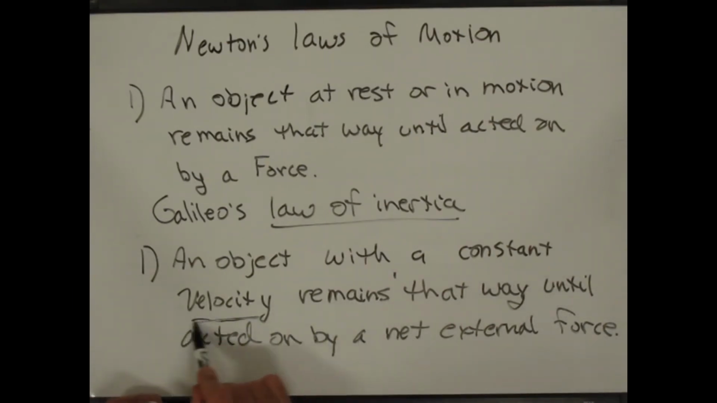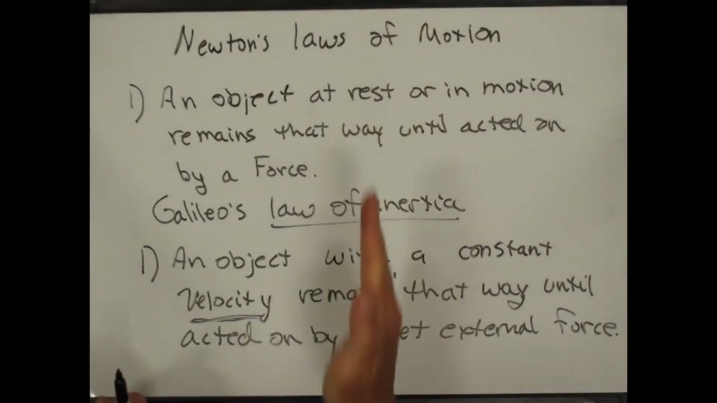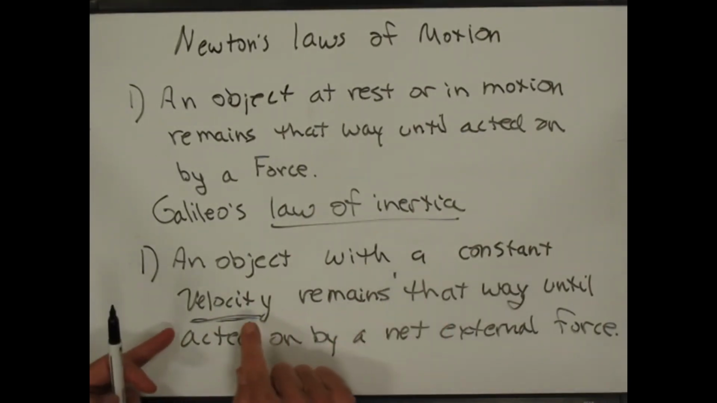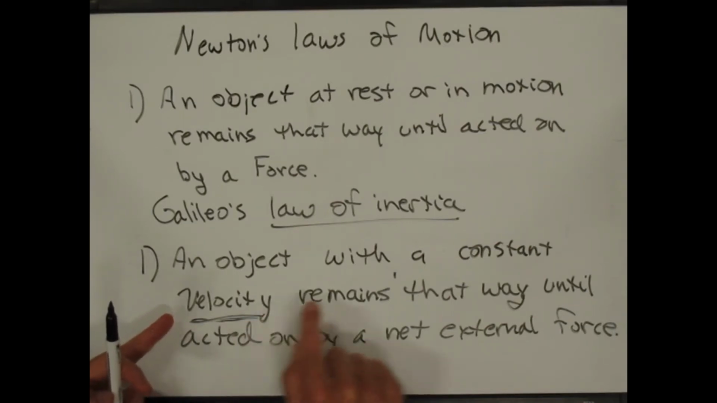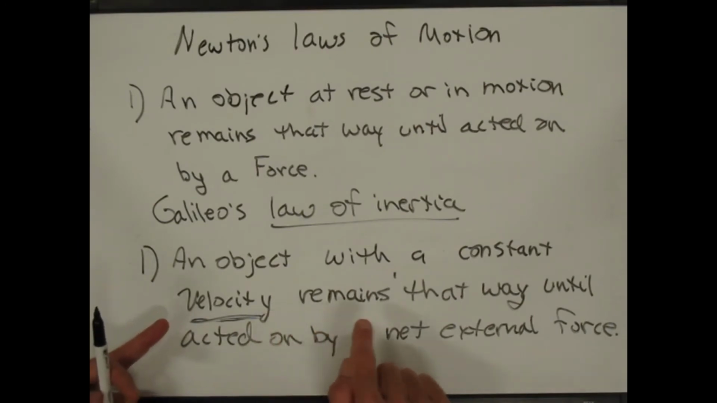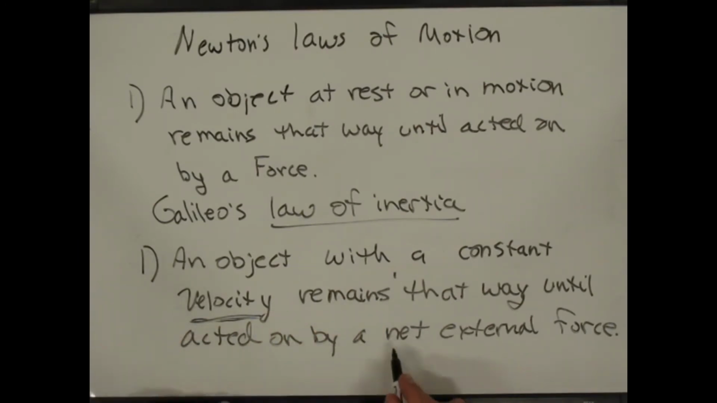See, we've already defined what velocity is, right? Velocity includes both speed and direction, how fast it's going and which direction it's going. And so an object's doing that. By the way, a zero velocity is also constant if it's staying at rest. So this kind of includes the at rest part. An object with a constant velocity remains that way until acted on by a net external force. And so this is a little more specific language, right?